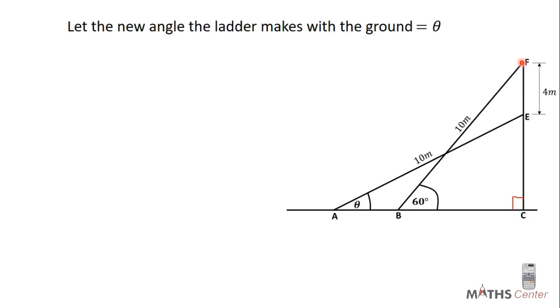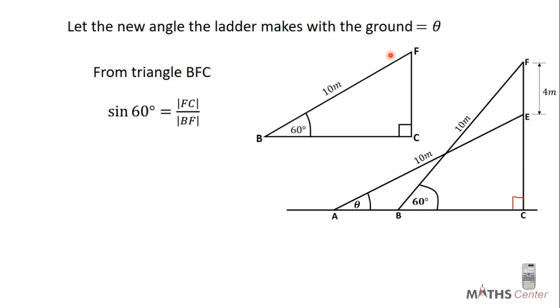I hope that is clear. If I'm able to find FC and I subtract FE from it, I can get EC. Okay, so let's find FC. As I said, FC is in the right angle triangle BFC. So considering triangle BFC, we can say that sine 60 degrees, because the angle created here is 60 degrees as we have here. Sine 60 degrees is equal to opposite, which is FC, divided by the hypotenuse, which is BF.